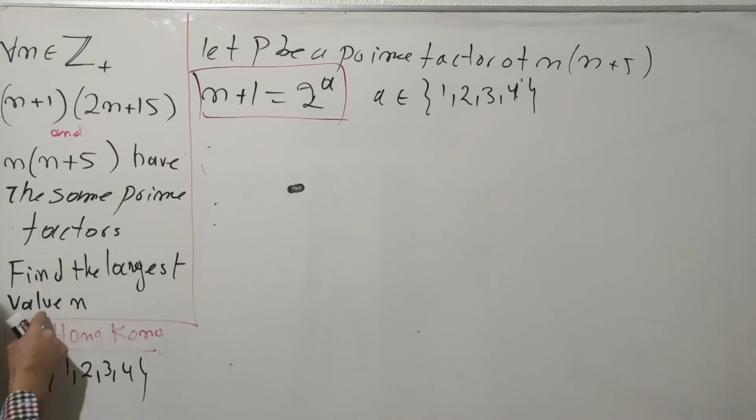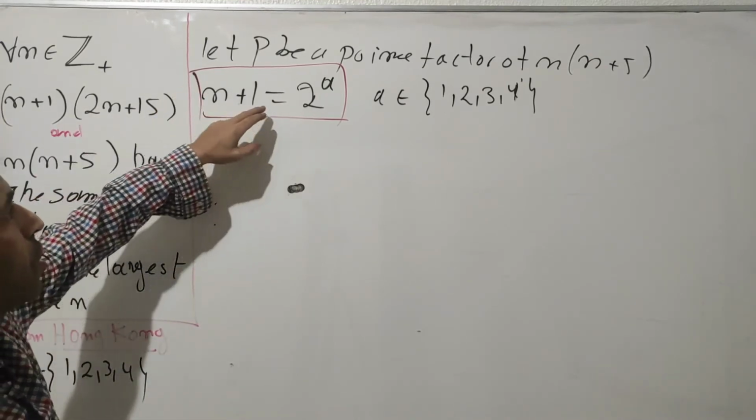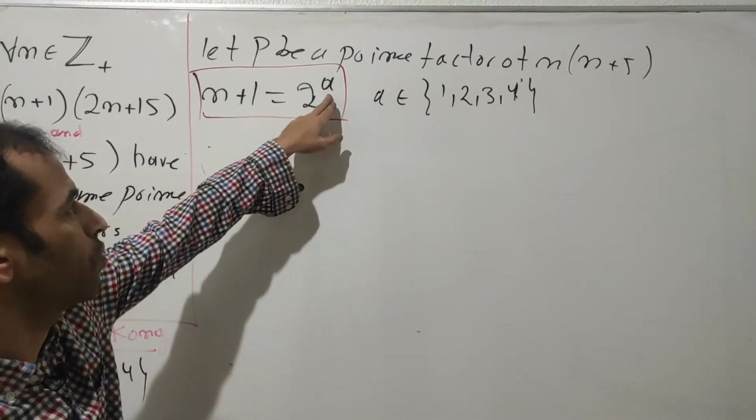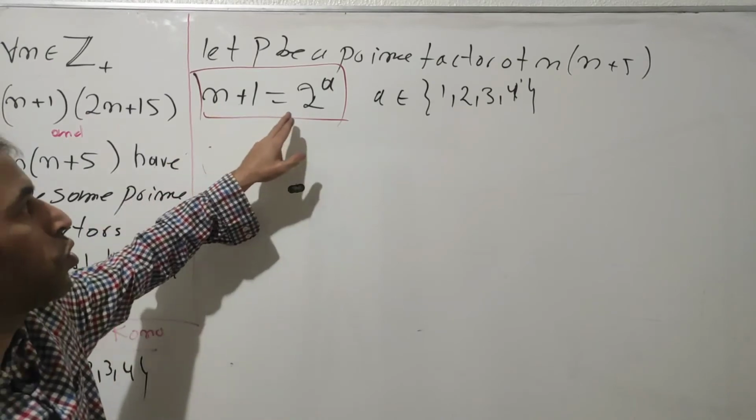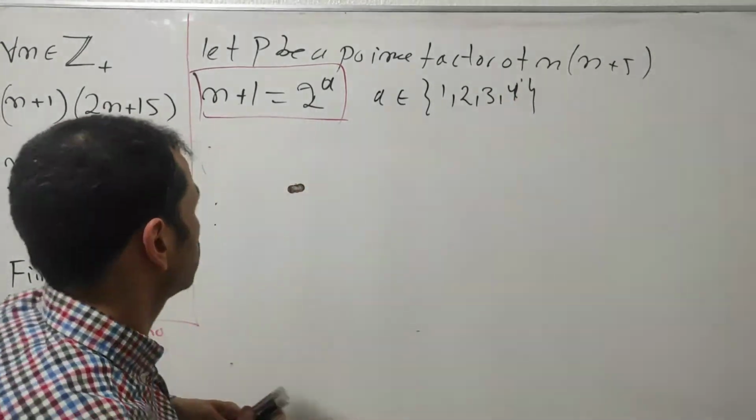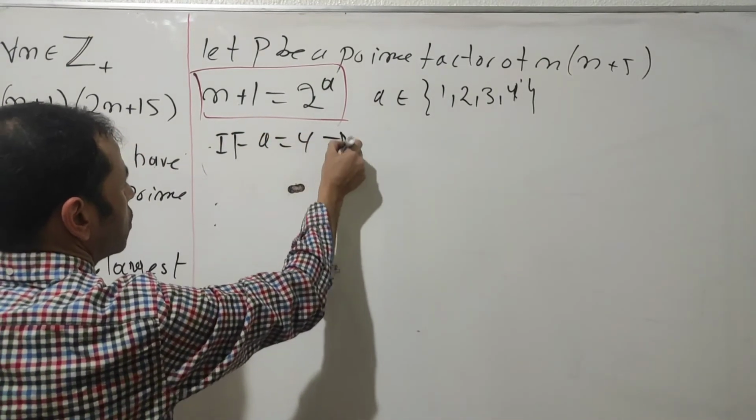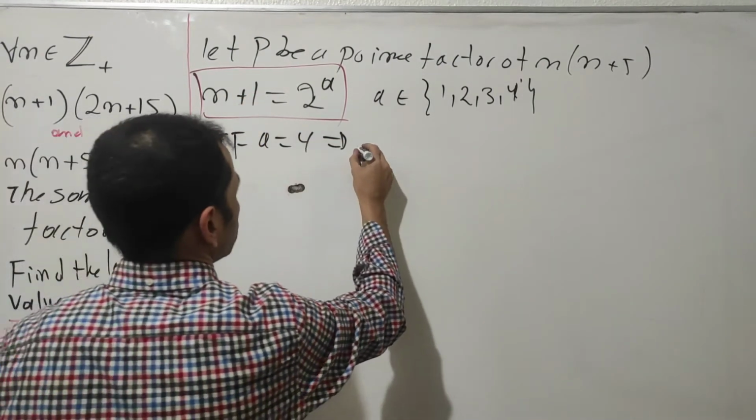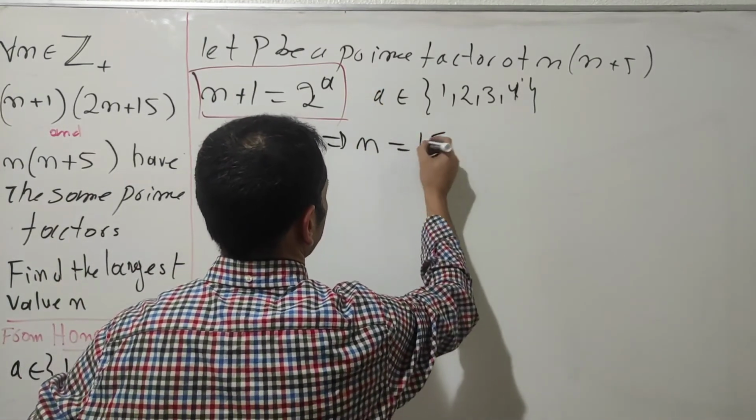Find the largest value of n. What's the largest value possible you can take in order to verify this condition? So to get a large value, you are going to take the large value of a. If a equals 4, then plug in this one here. So I get n equals 2 to the 4, which is 16, minus 1, which is 15.